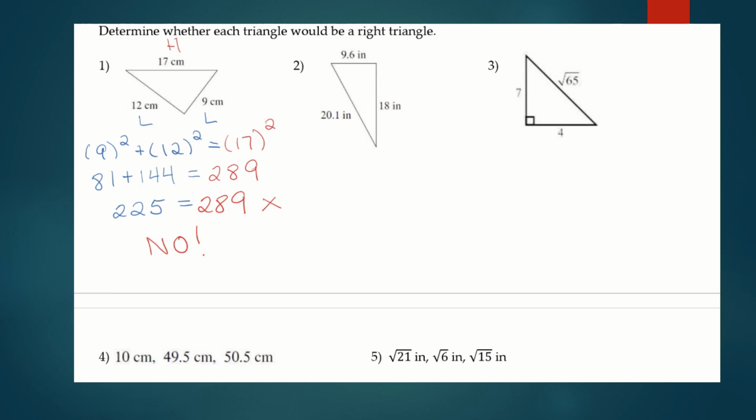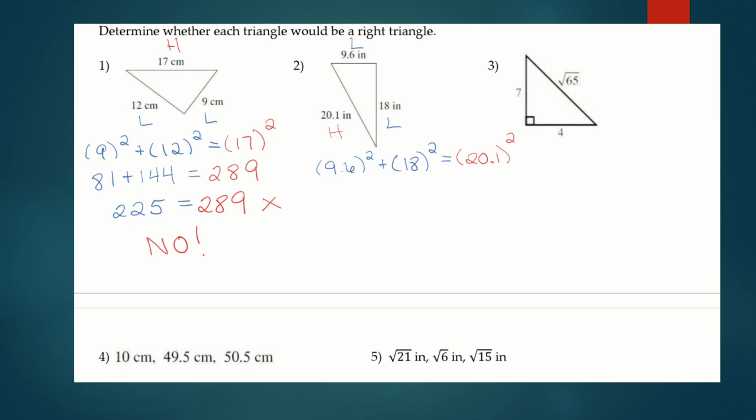All right, let's take a look at number 2. Number 2, if I'm looking at this triangle, first I'm going to identify the legs and the hypotenuse. So the legs being the shortest sides, 9.6 and 18, those are my shortest two sides. My longest side is 20.1, that would be my hypotenuse. Plugging into the Pythagorean theorem, 9.6 squared plus 18 squared gives me 20.1 squared.